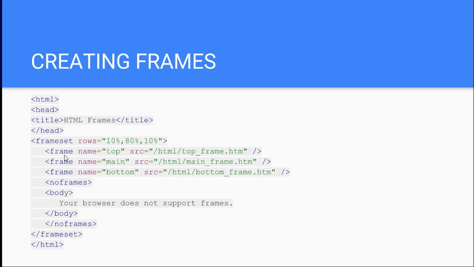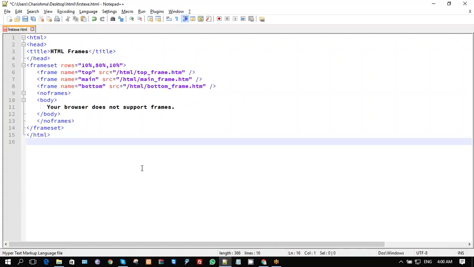Let's execute this code and see. In this frame example, we opened a frameset tag here, and we are mentioning rows, where one row is divided into three parts here. One is 10%, the other one is 80%, and the other one is 10%, completely 100%. The first 10% is on top, 80% is in the middle, and 10% is in the bottom. So we have three different sections here: top, main, and bottom.